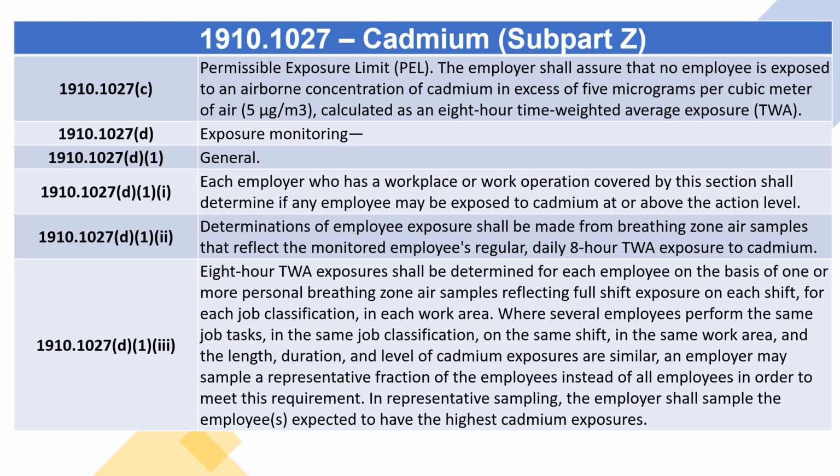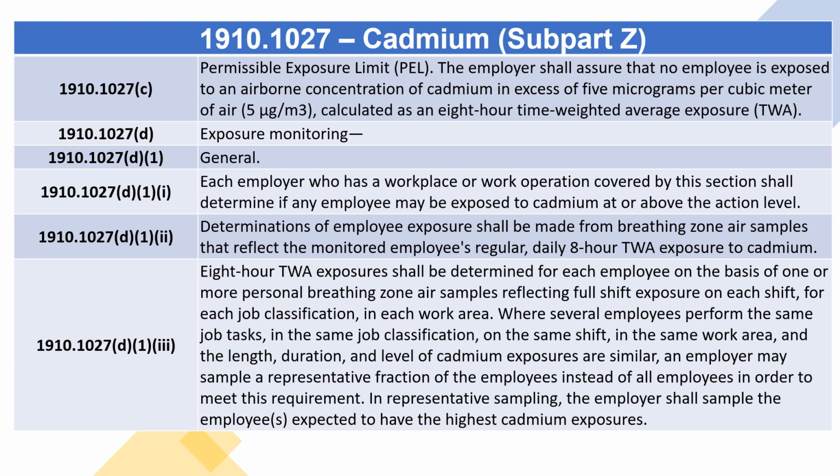1910.1027(d)(1)(i) through (d)(1)(iii), each employer who has a workplace or work operation covered by this section shall determine if any employee may be exposed to cadmium at or above the action level. Determinations of employee exposure shall be made from breathing zone air samples that reflect the monitored employee's regular, daily 8-hour TWA exposure to cadmium. 8-hour TWA exposures shall be determined for each employee on the basis of one or more personal breathing zone air samples reflecting full shift exposure on each shift, for each job classification, in each work area.